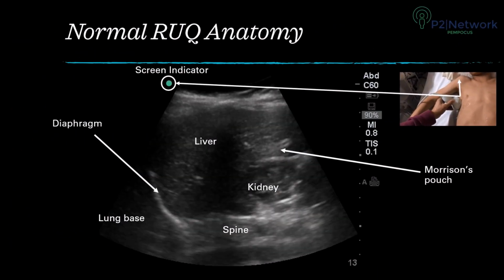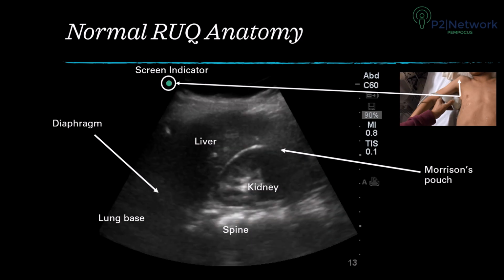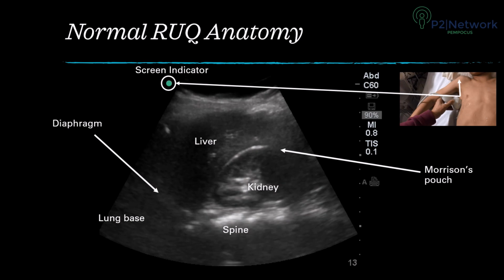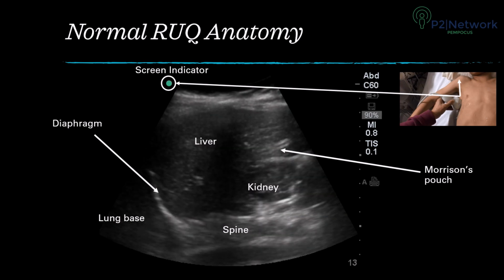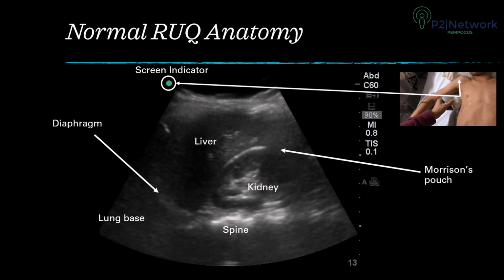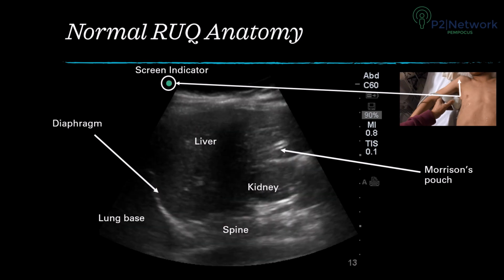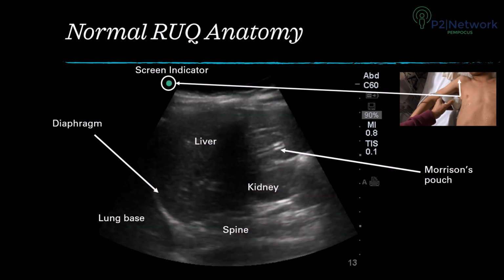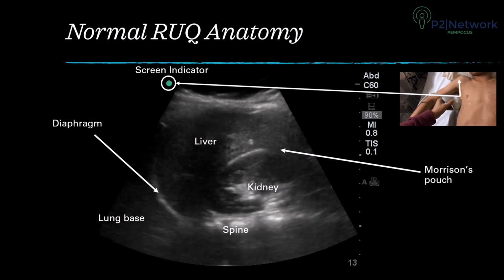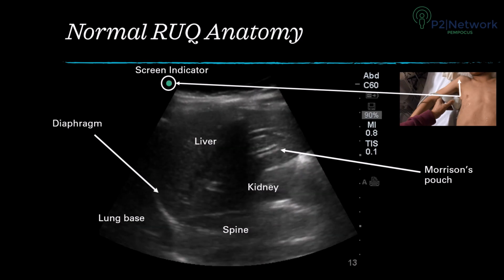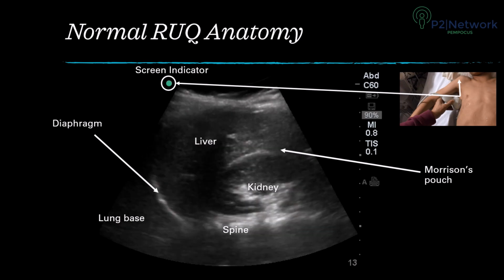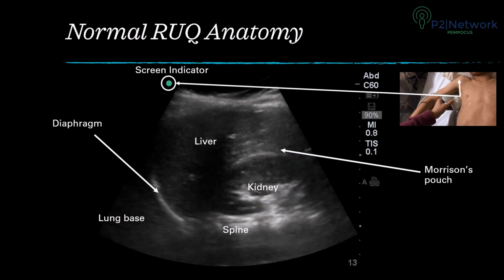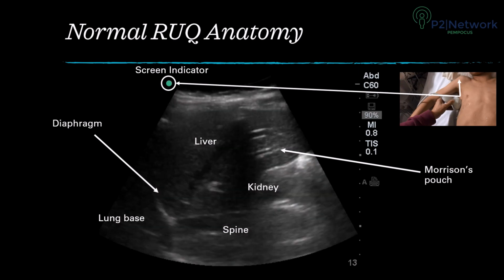When fanning through the right upper quadrant, you can see that the spine is not shown above the diaphragm, suggesting there is no hemothorax, and there is no free fluid seen between the kidney and the liver on the right side. In this image, there is not a distinct view of the liver tip, which is the other important part of the liver to see.